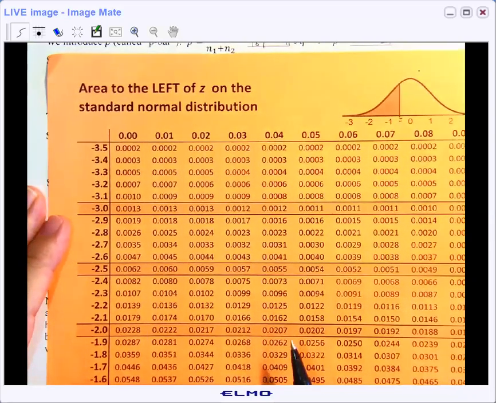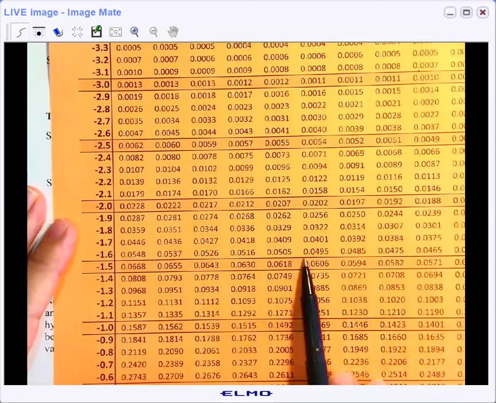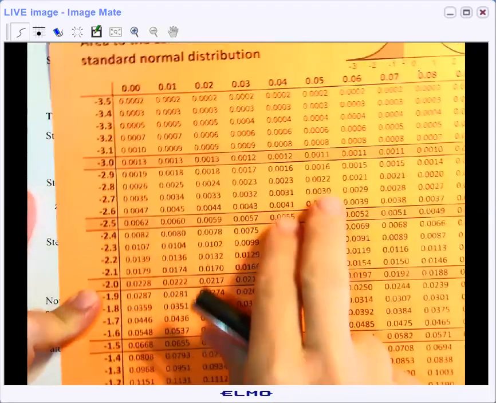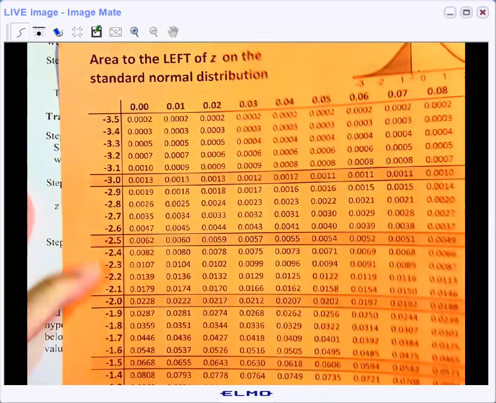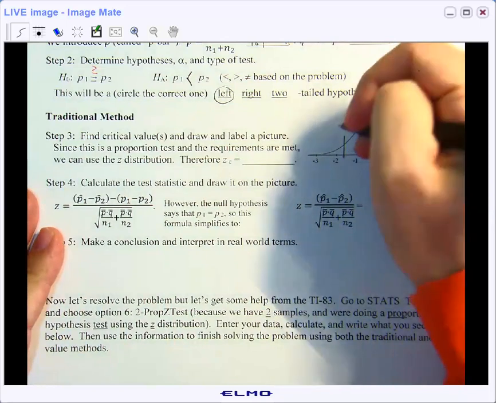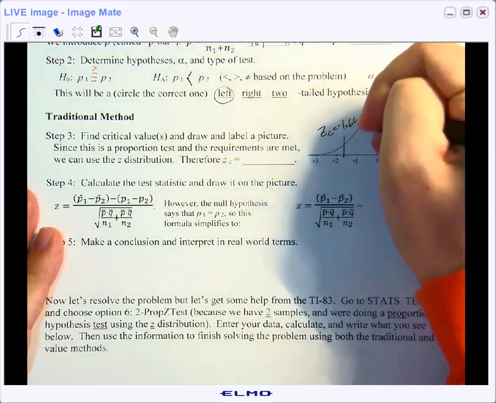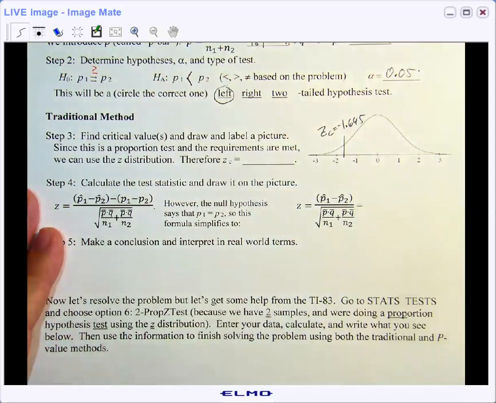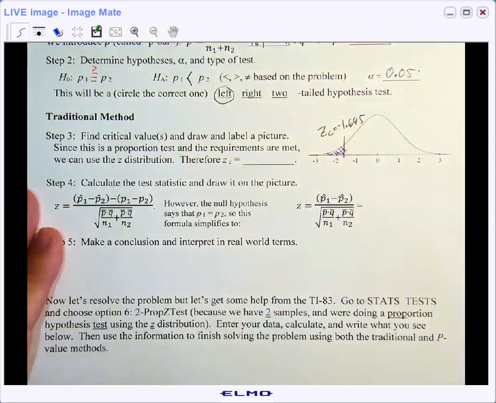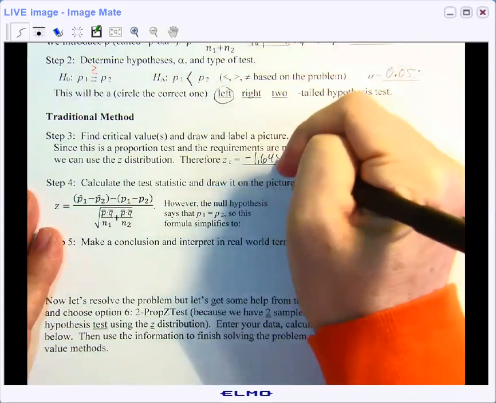So 5% was 0.05, and 0.05 would be right in between these. So the z-score I need is 1.645, but negative since it's on the left side. So our critical value is z sub c, c for critical, negative 1.645, and anything out here is going to be beyond reasonable doubt. Okay. So we'll write z sub c is negative 1.645.